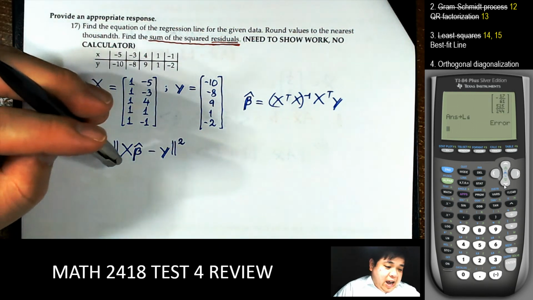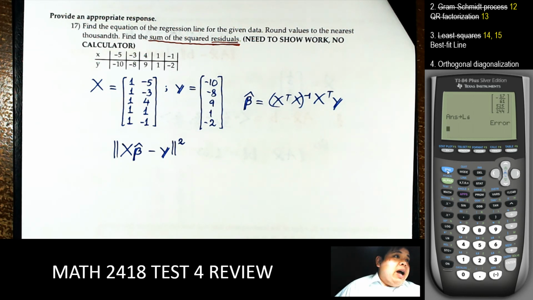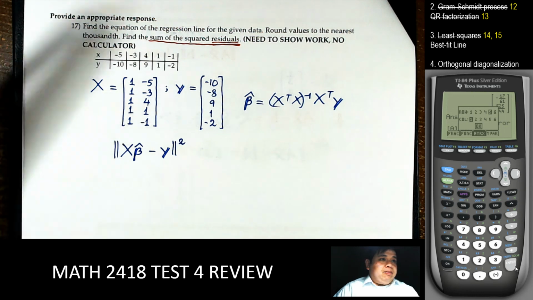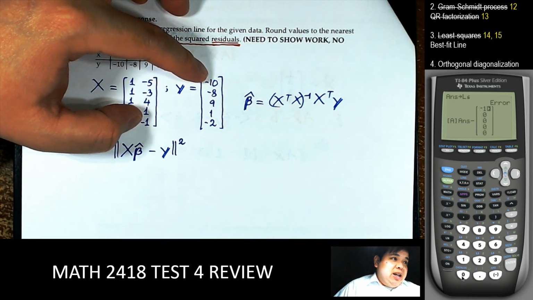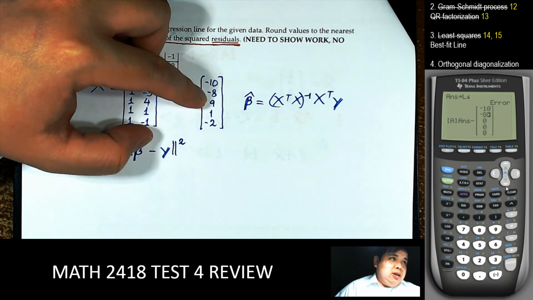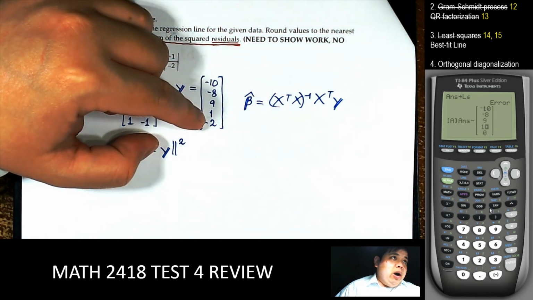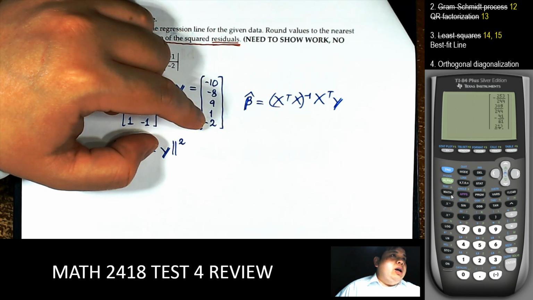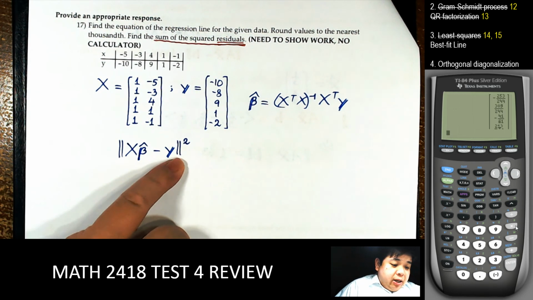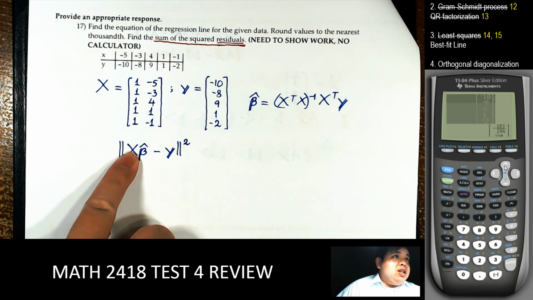All right, next we find the X times beta hat minus Y. X is just the matrix A times beta, which is the answer, so we just cannot do that. So X and beta hat minus Y. Enter that again: negative 10, negative 8, 9, 1, negative 2. All right. All of that is this one here.